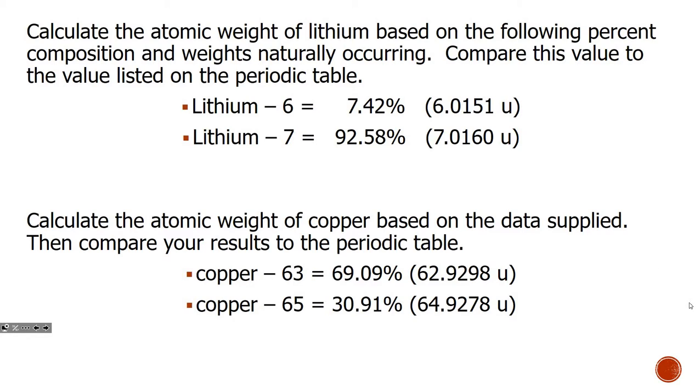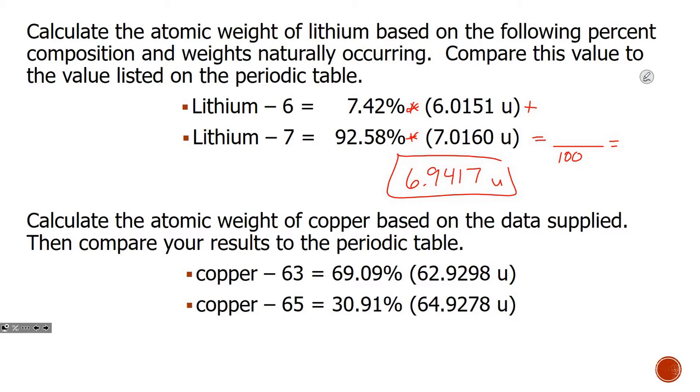So on this lithium, you should have ended up with 6.9417 is what I've got. Remember again, times these, plus times these, and then equal, divide your answer by 100, and then you should have ended up with 6.9417 u as your answer.